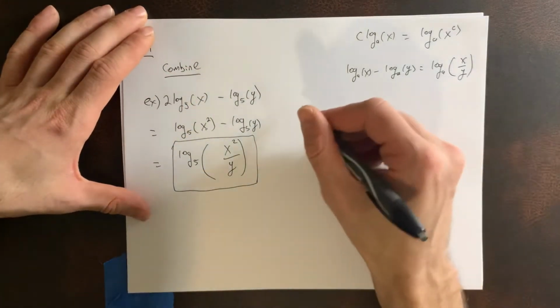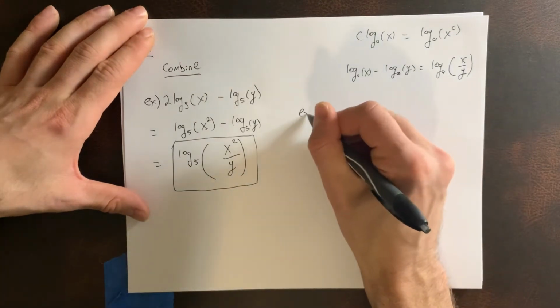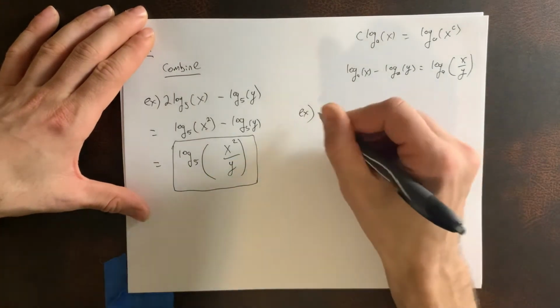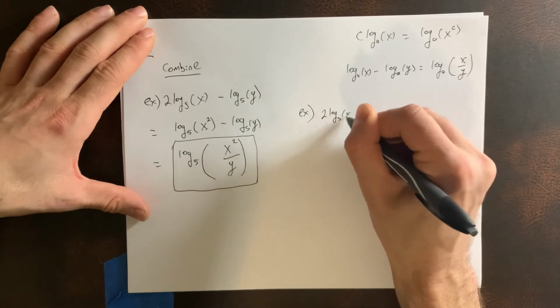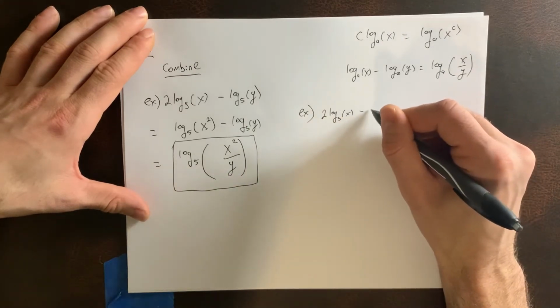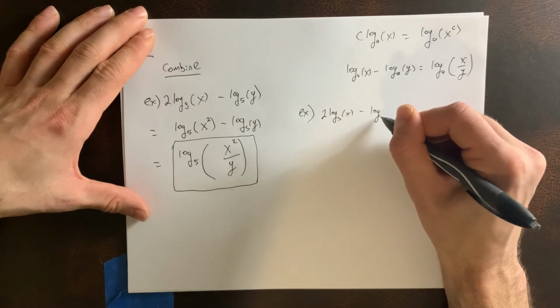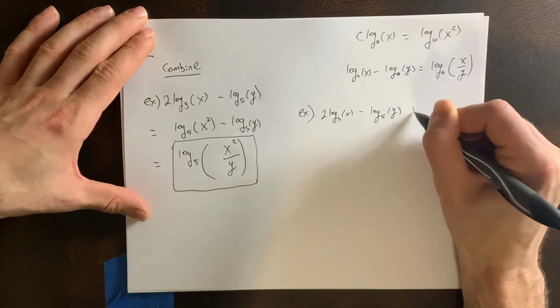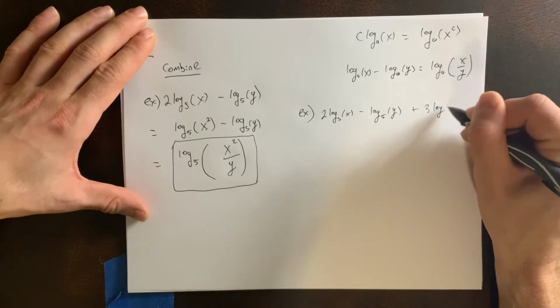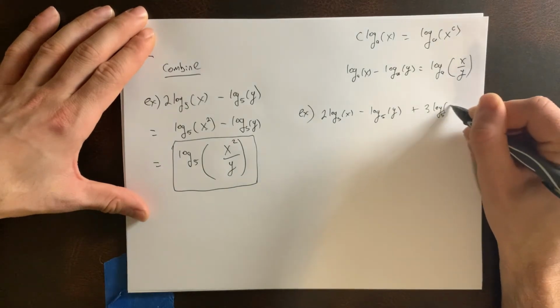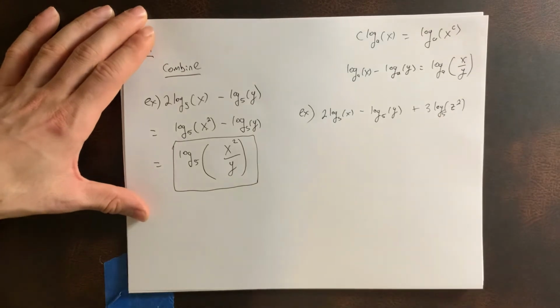All right, let's do one more example. So let's say we have 2 log base 5 of x minus log base 5 of y plus 3 log base 5 of z squared. Let's combine this all together.